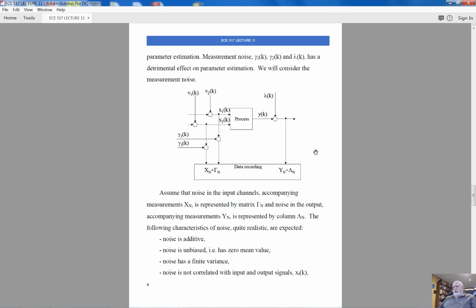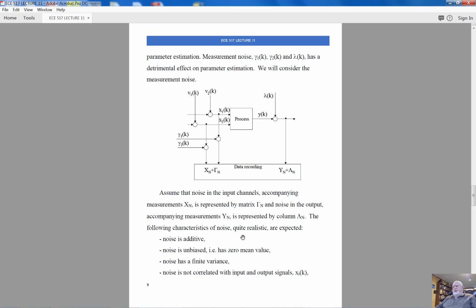When it comes to noise in the measurement channels, this noise and this noise in the measurement channels is a good definition of this noise. It does not affect the process. It exists only in the measurement channels. We have to make some assumptions about this noise. Fortunately, these assumptions are acceptable in most practical situations.